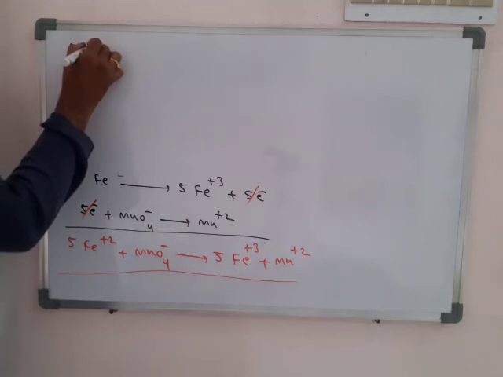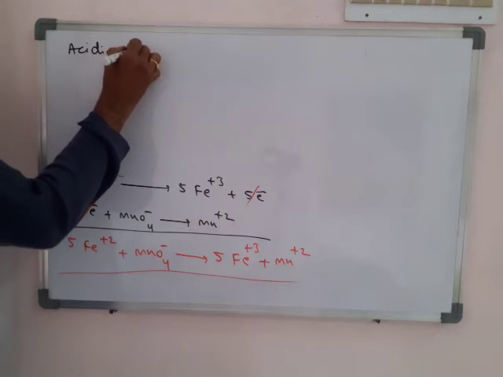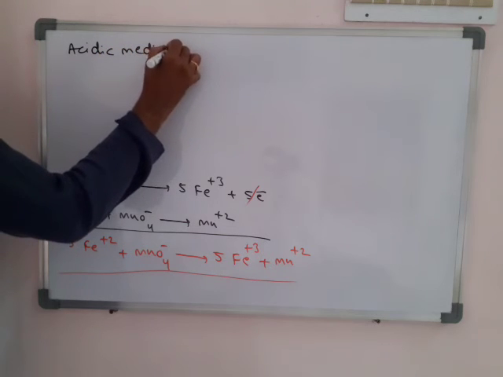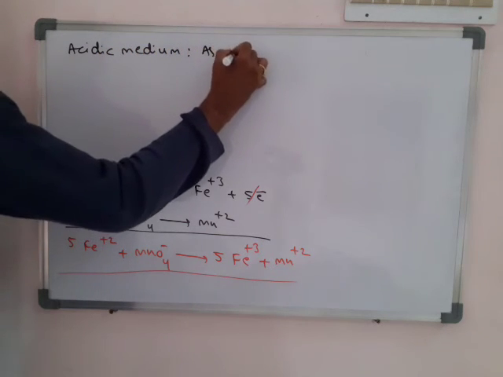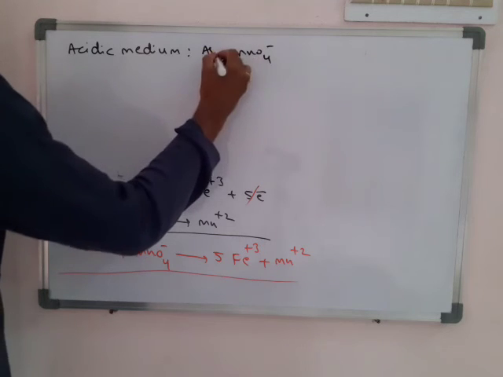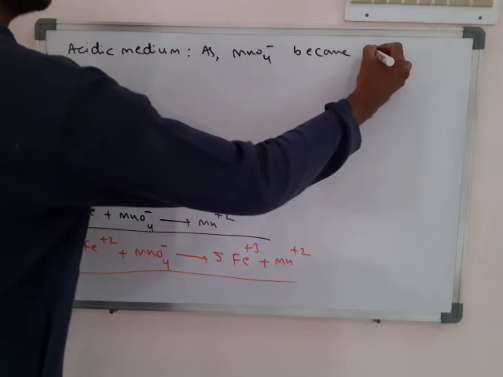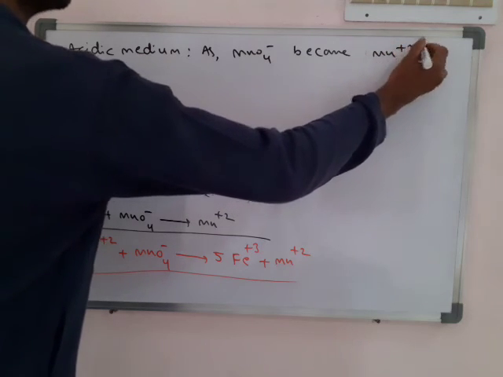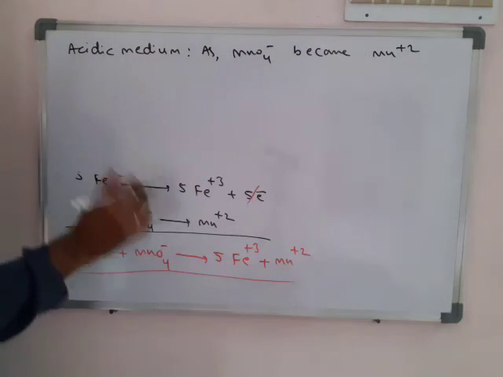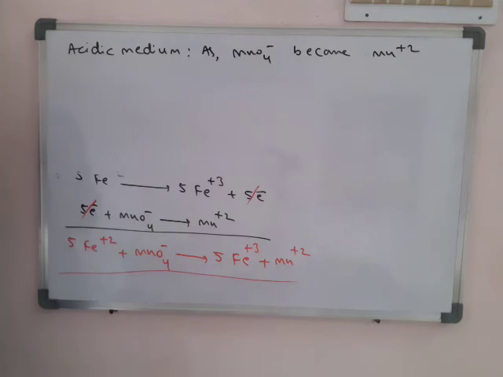So here it is acidic medium. How did you get acidic medium? Because MnO4 minus becoming Mn plus 2 is possible only in acidic medium. That's why we need to follow acid medium here.